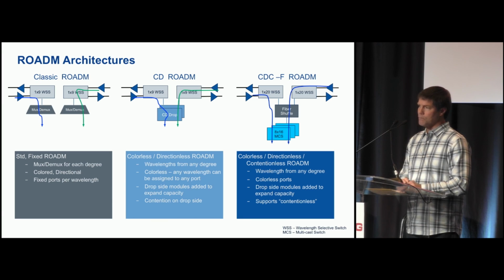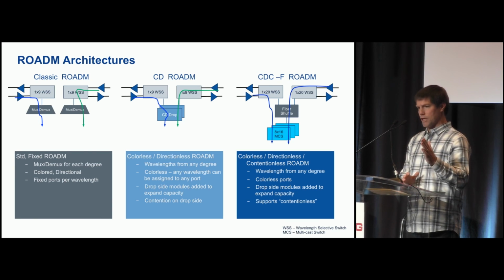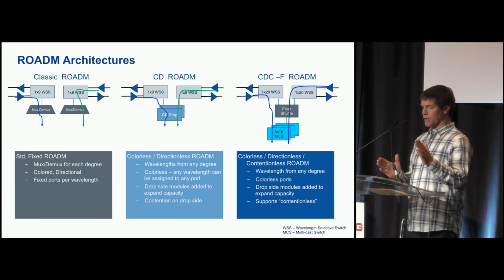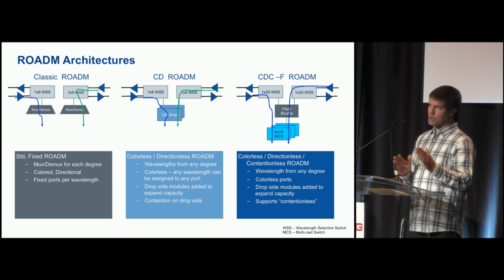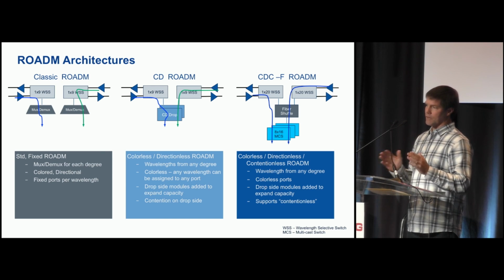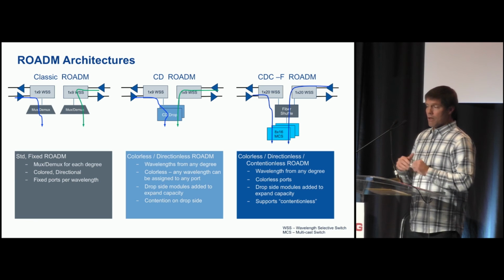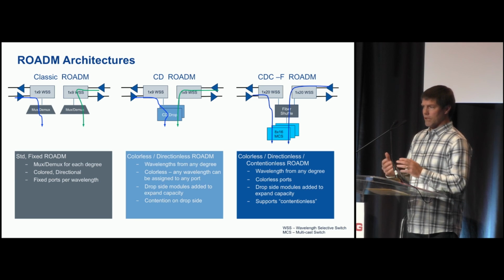And contentionless occurs because I can take any channel that comes in off of any degree, and I can drop it into a multicast switch. And the multicast switch says, if this port is already being consumed, I'll take it to another port over here off the multicast switch, and it can be exactly the same wavelength. So it allows you to basically have the same channel dropped multiple times at the same location.